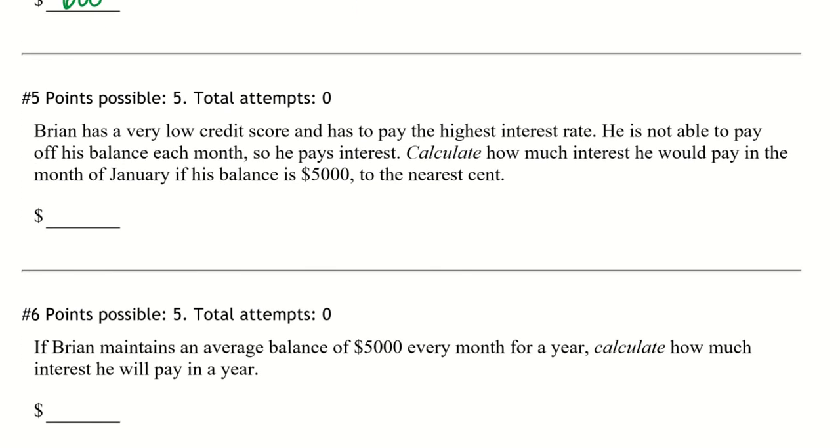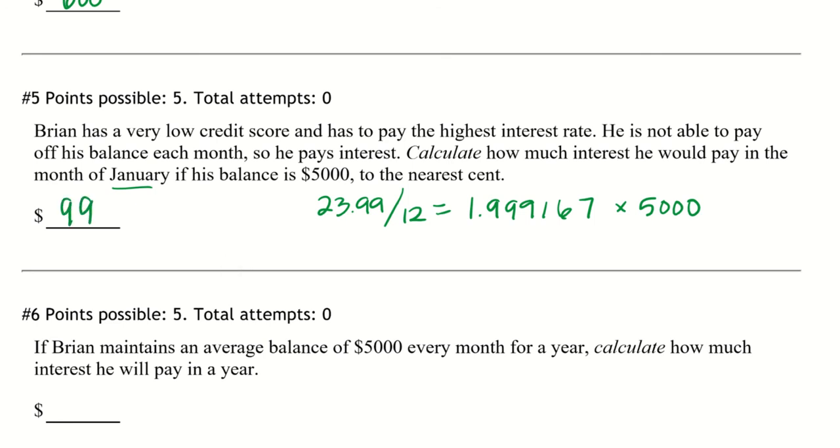So this time it's telling me to calculate his very low credit score. So if he's a low credit score, he's going to get the highest interest rate. So his is going to be that 23.99. Divide that by 12 because we're only looking at 1 month. There's 12 months in a year. And I'm not going to round until the very end. So then I'm going to take that, multiply it by the 5,000. And so I get his interest of $99.96.